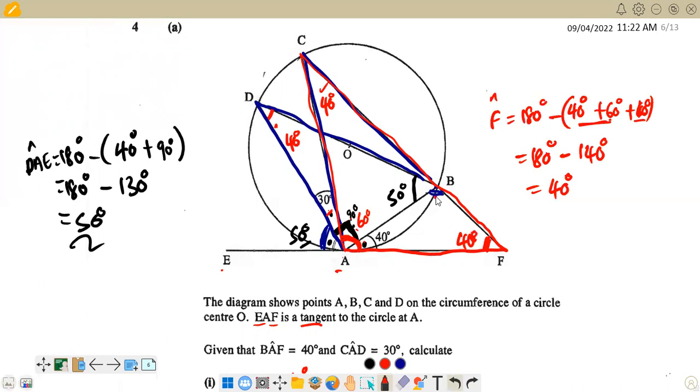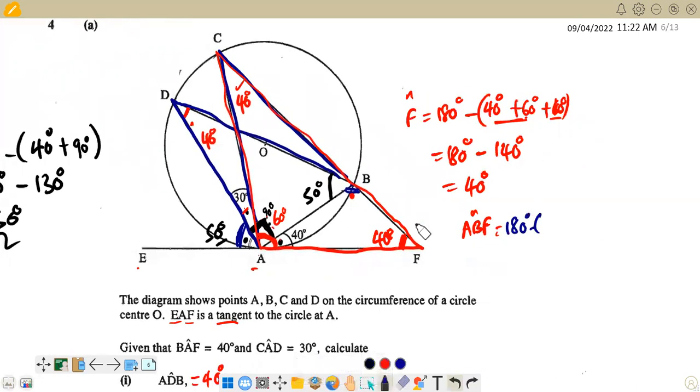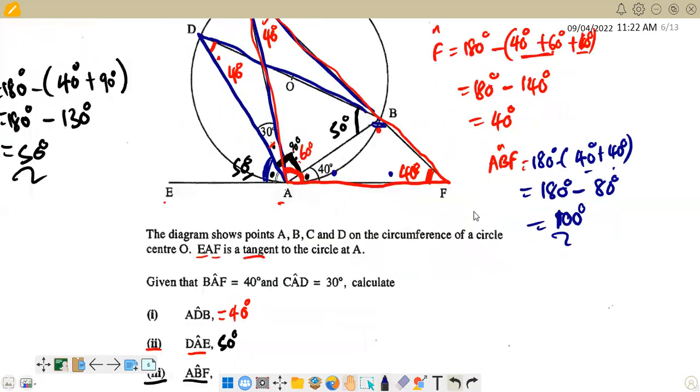Now to find the angle at B, this one that we need, which is ABF, we also use the concept of angles in a triangle. We know they add up to 180 degrees. So what are we going to do? We subtract these two angles, the 40 and the 40, because these are the two angles in this triangle. So our answer is 180 minus 40 plus 40, which is 80, and this gives us 100 degrees. So that's our angle ABF, which is 100 degrees.